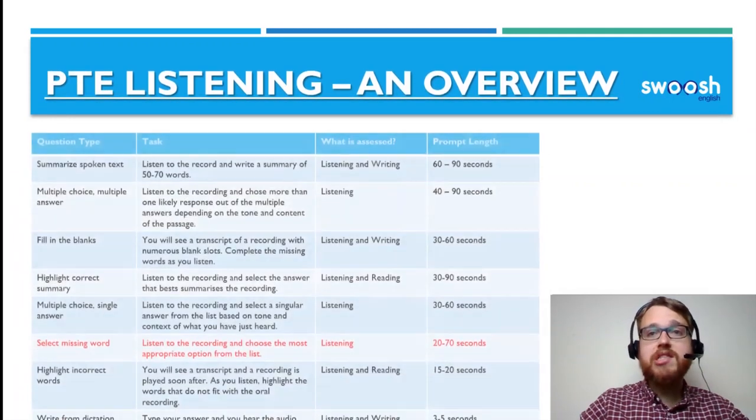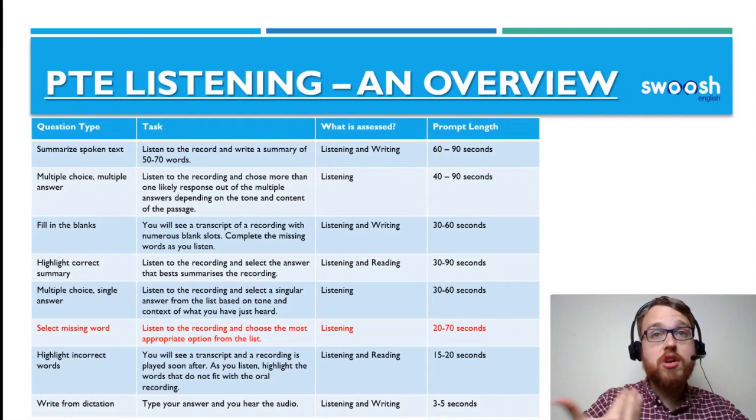Now let's have a look at some of the components within that structure for the test. This table shows the question type, the task, what is its test, and the prompt length. So obviously the other videos are going to go through the specific exercise we're looking at.